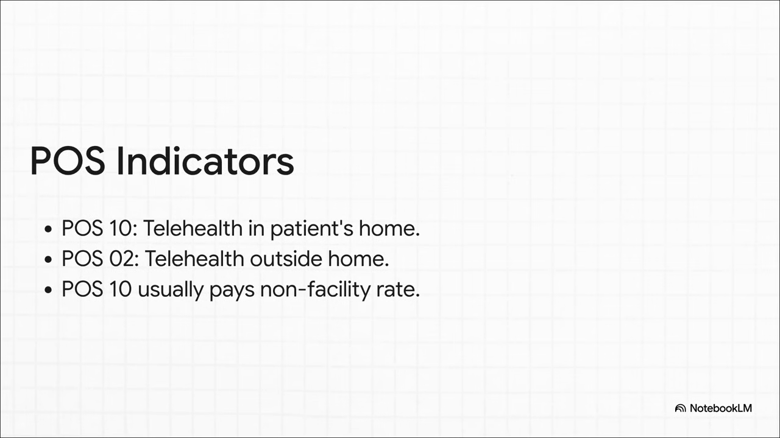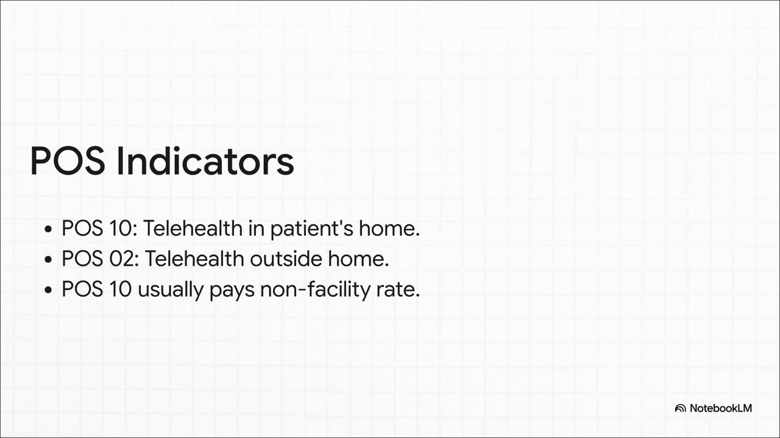Now, listen, getting your place of service, your POS indicator, wrong is an instant denial trigger. Since 2022, the rules have gotten incredibly specific. Here is the golden rule. POS 10 is used when the patient is located in their own home during the virtual visit. This is the default for most CMS and commercial payers right now. And the best part is that reimbursement typically aligns with a higher non-facility rate.